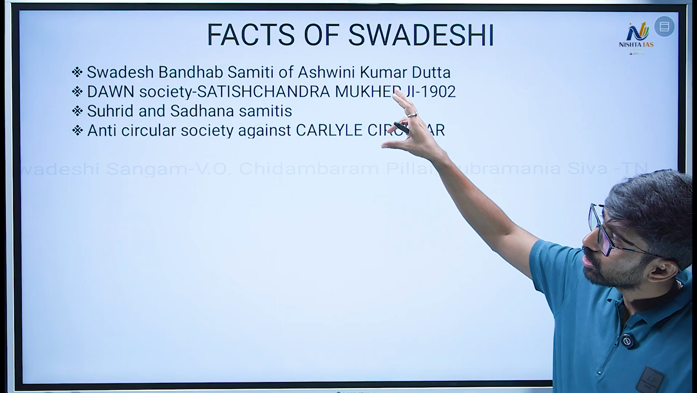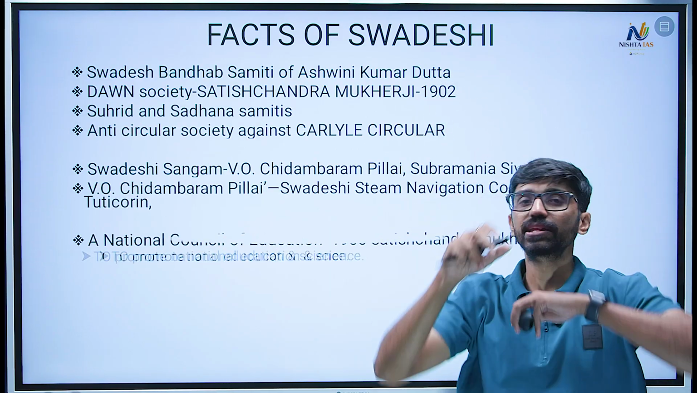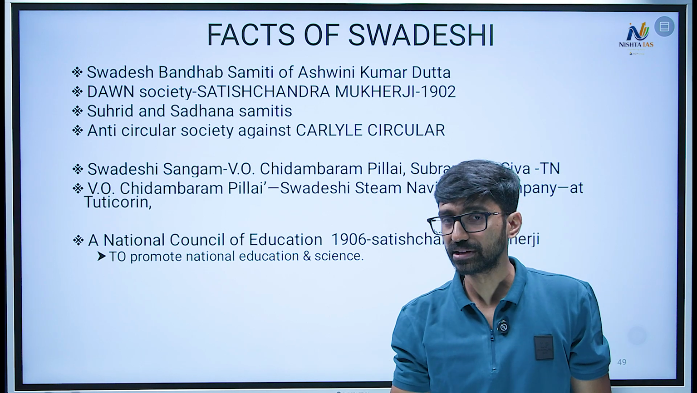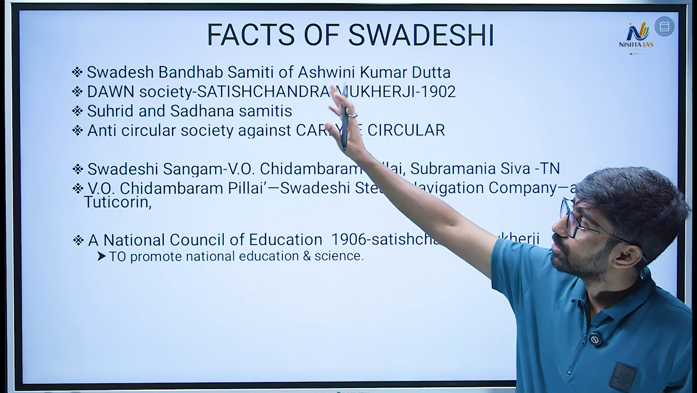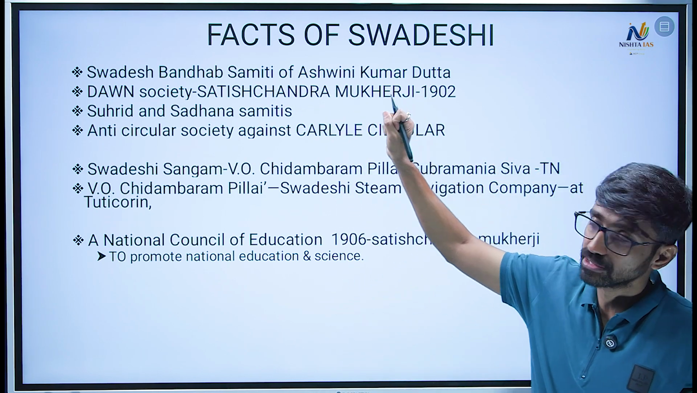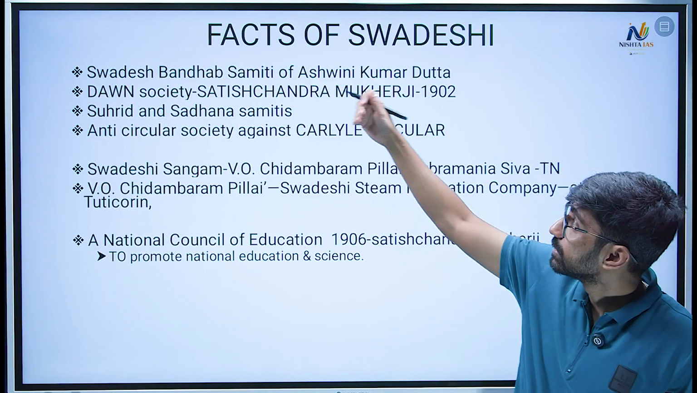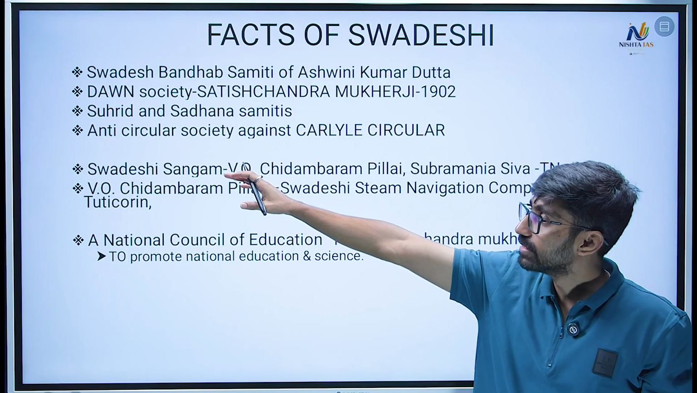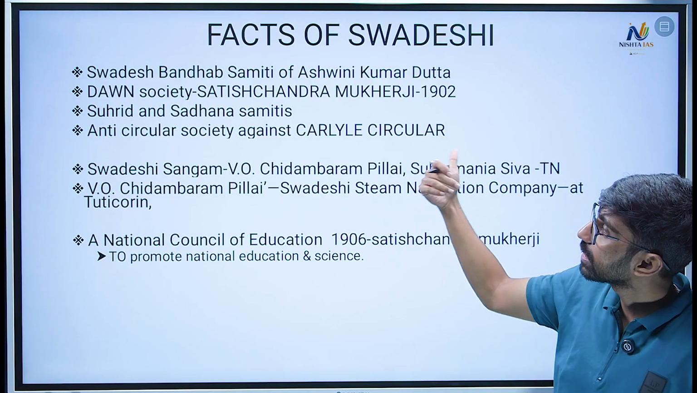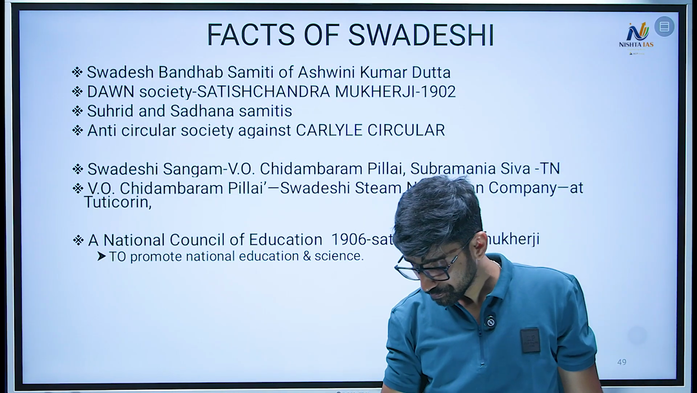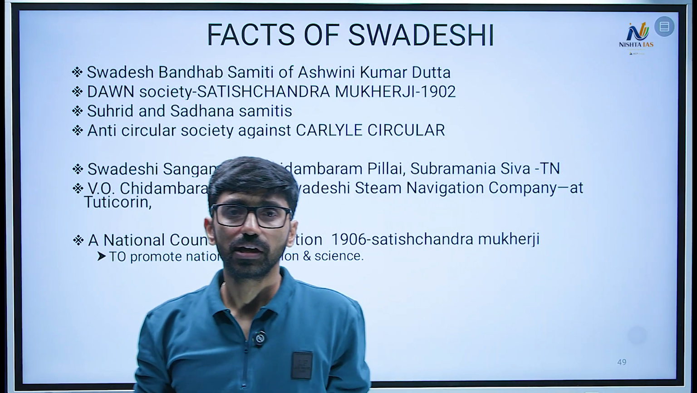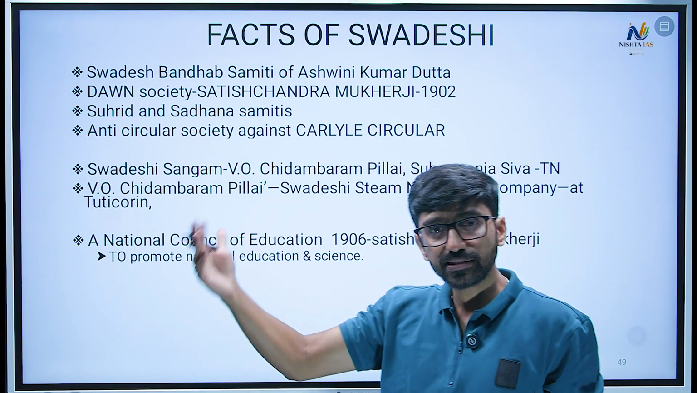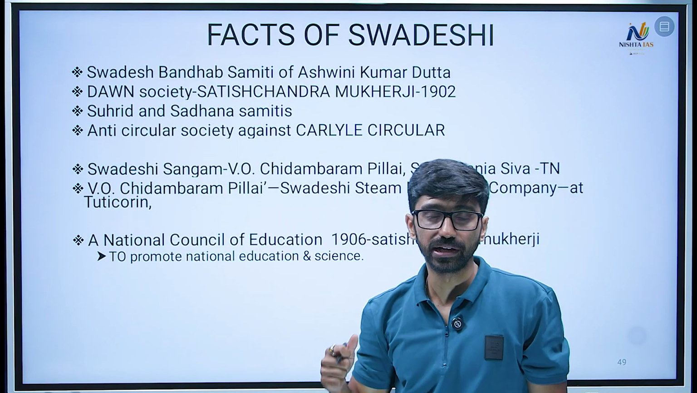Then some more facts we can talk about. Many Swadeshi Samitis came into existence to mobilize the people. They are called Samitis. For example, Swadesh Bandhav Samiti by Ashwini Kumar Datta, Dawn Society by Satish Chandra Mukherjee in 1902, Suhrid as well as Sadhana Samitis, then again the Anti-Circular Society against the Carlyle Circular. Carlyle was one of the officers of the Britishers. He put a restriction on the students' participation, and to protest against that there was an Anti-Circular Society.